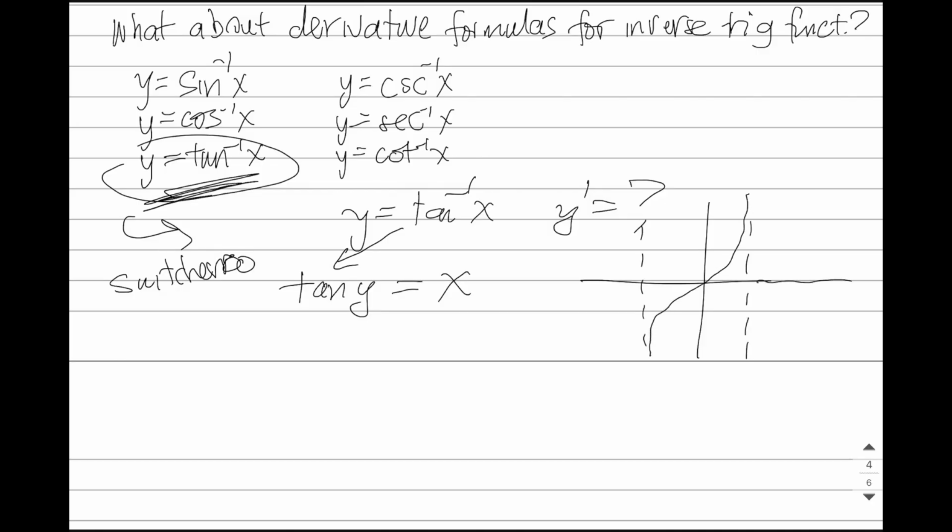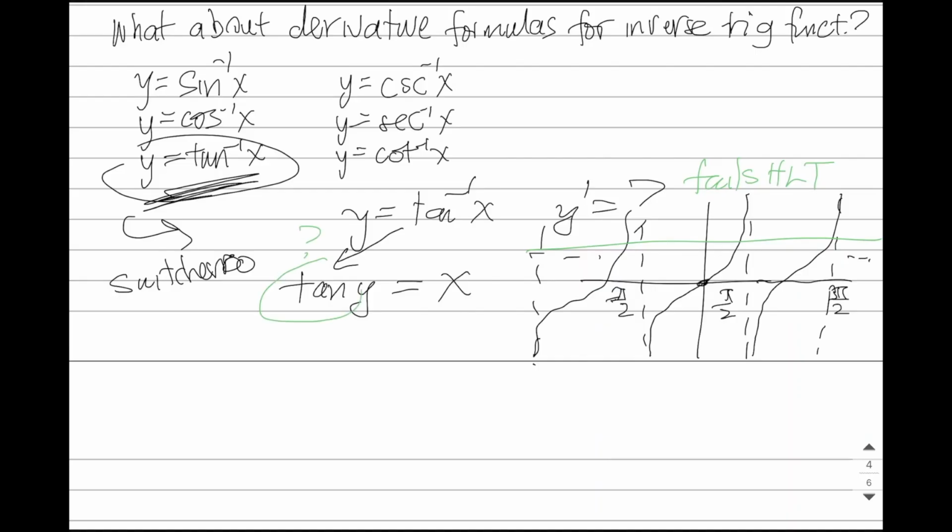The tangent function is periodic. Its period is pi, and so it goes through 0 and it repeats every pi. These vertical asymptotes happen at -pi/2, +pi/2, 3π/2, etc. The tangent function fails the horizontal line test.